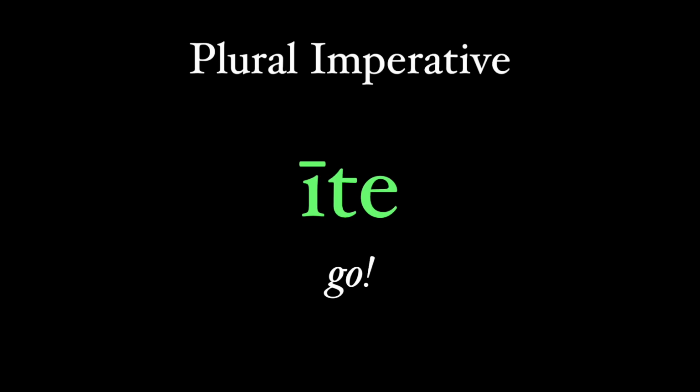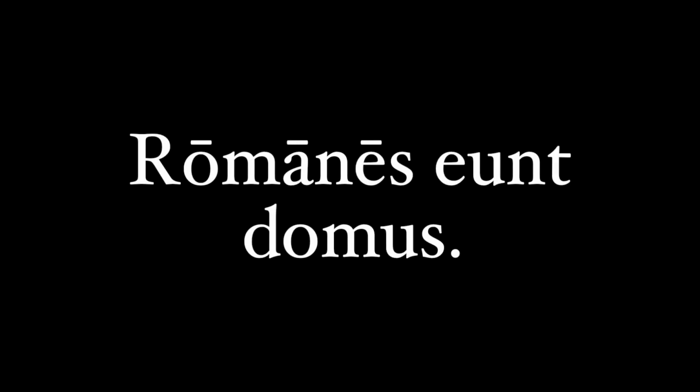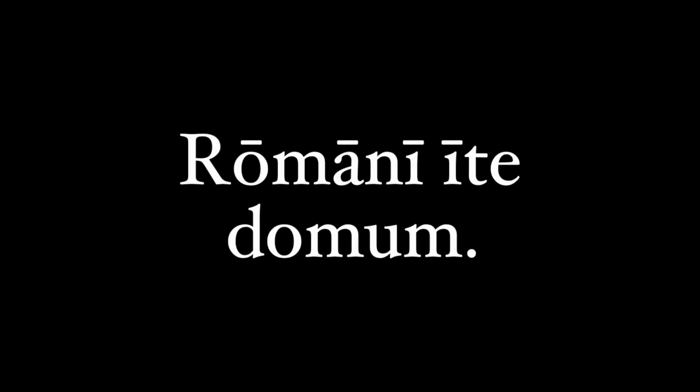If you're a fan of Monty Python, I'm sure you remember this phrase from The Life of Brian, Romanes eunt domus. I'd play the clip if it weren't, well, slightly illegal. People called Romanes, they go the house, when it really should be Romani ite domum. Romans, go home, as a command to multiple Romans. Well, watch it when you have the chance.